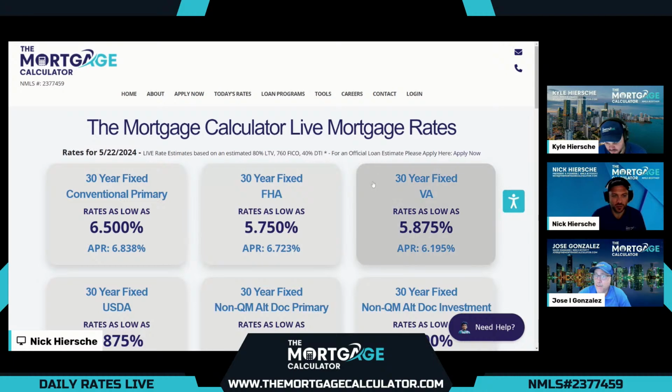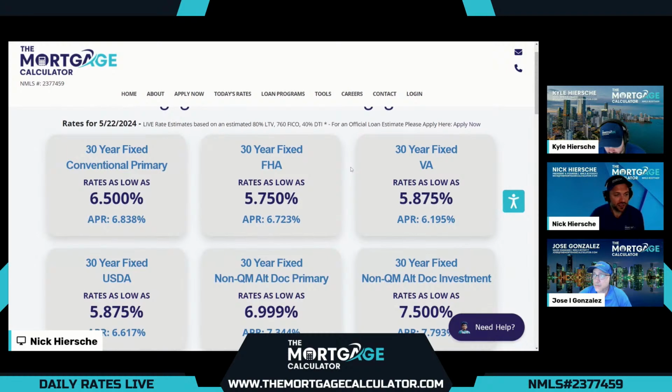Now moving on to our VA options. Remember, VA is only for eligible veterans and active service members. If you are, VA is an amazing program. Rates today come in at 5.875, final APR 6.195. This is obviously the lowest APR of all the programs. So for our veterans that are eligible, definitely the best option is a VA program.